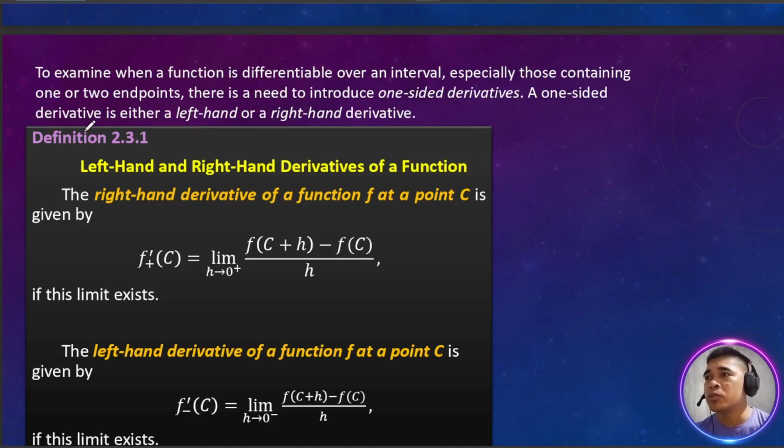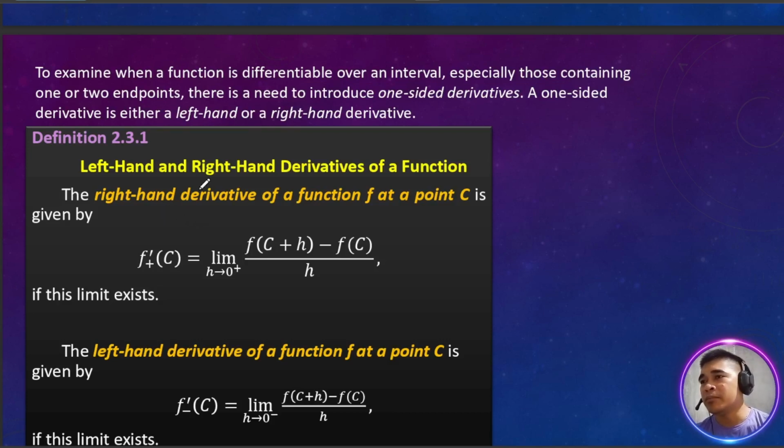So especially those containing 1 or 2 endpoints, there is a need to introduce the one-sided derivatives. A one-sided derivative is either a left-hand or a right-hand derivative. So this is our definition 2.3.1, left-hand and right-hand derivatives of a function.